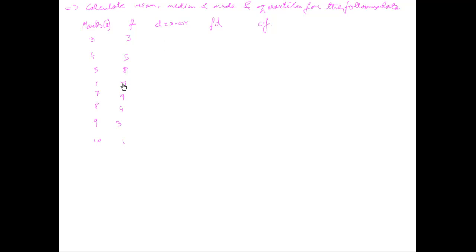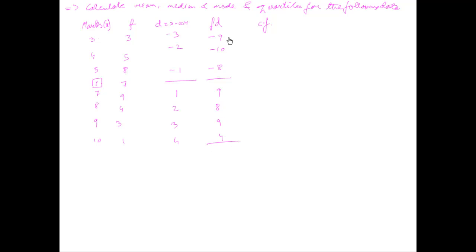D, children, now we'll go for an assumed mean, that's 6. So D would be x minus assumed mean, 3 minus 6, children, would come out to be minus 3, minus 2, minus 1, 0, 7 minus 6, 2, 3, and 4. FD, children, would come out to be negative 9, negative 10, negative 8, 0, 9, 8, 9, 4.